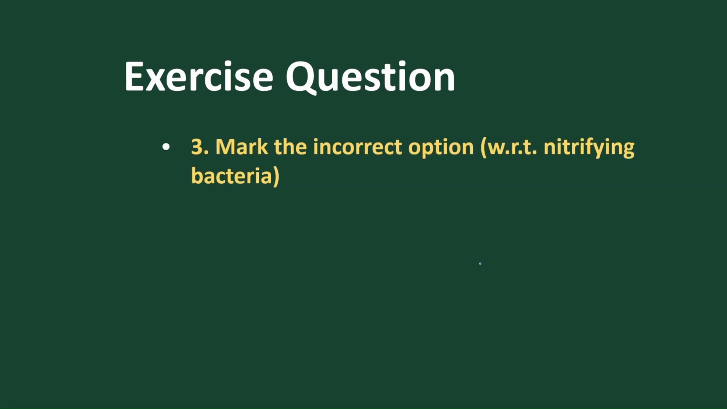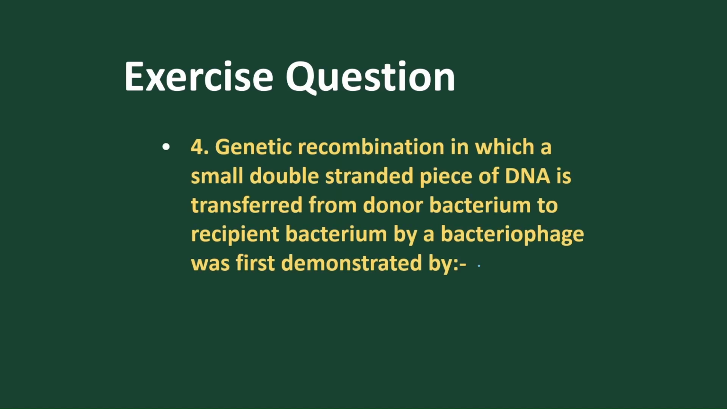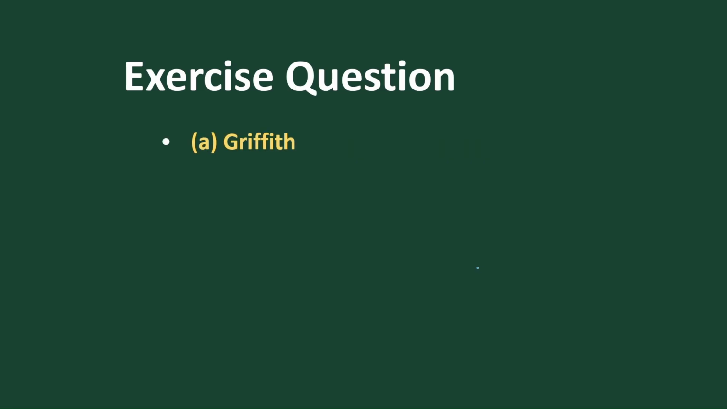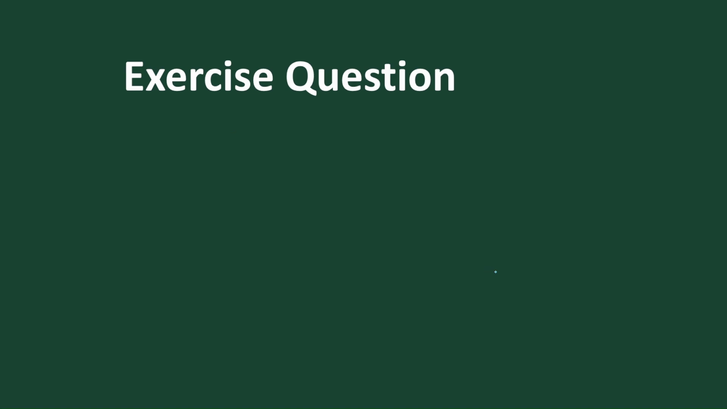Okay, the third question: mark the incorrect option with respect to nitrogen fixing bacteria. Nitrococcus, Leptothrix, yes. Nitrobacter, yes. Nitrocystis. Which one? Then the fourth: genetic recombination in which a small piece of double-stranded DNA is transferred to the recipient bacterium by bacteriophage was first demonstrated by Griffith, or Lederberg and Tatum, or Zinder and Lederberg, or Avery et al. Go through it and give the answer on my WhatsApp or on our channel, and let's see how many of you give the correct answer.